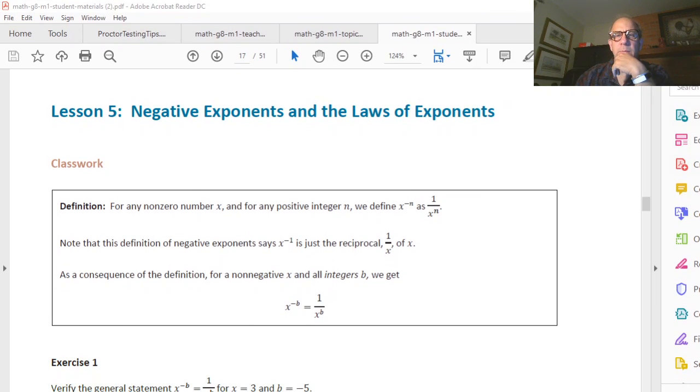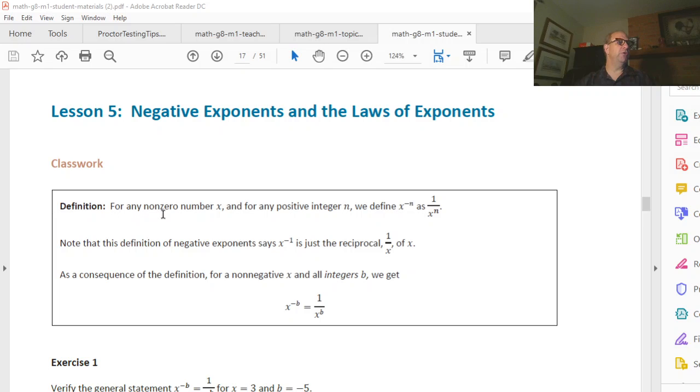We are talking about lesson 5, negative exponents and the laws of exponents. So we learned what an exponent is, how to multiply exponents of the same base, how to divide exponents of the same base, how to raise exponents to a power, and how to multiply numbers that are raised to a power, and all of that fun stuff. We learned what the exponent of 1 is, and the exponent of 0. So now we're going to talk about negative exponents.